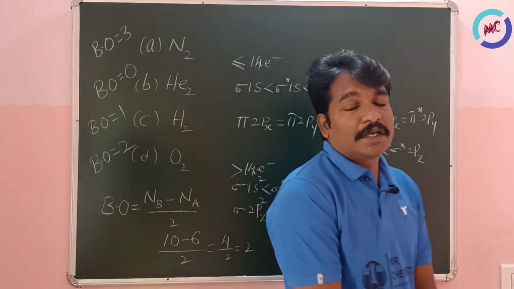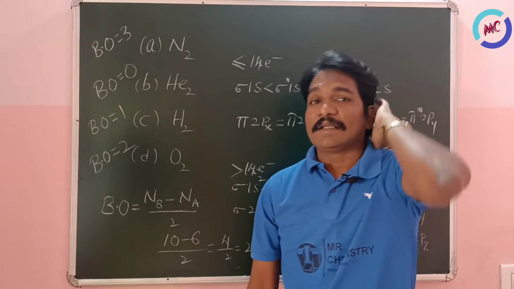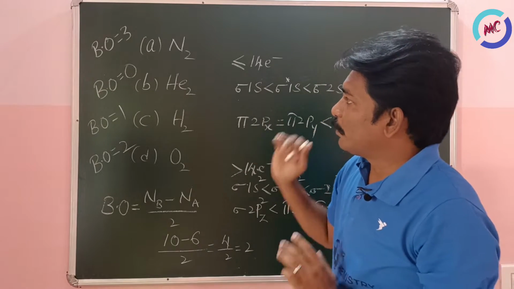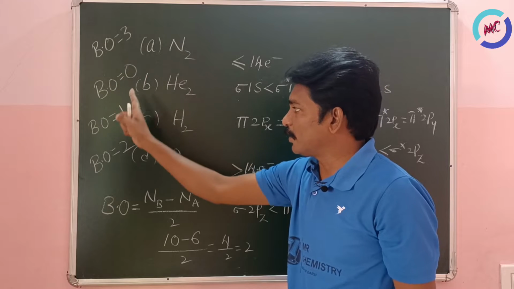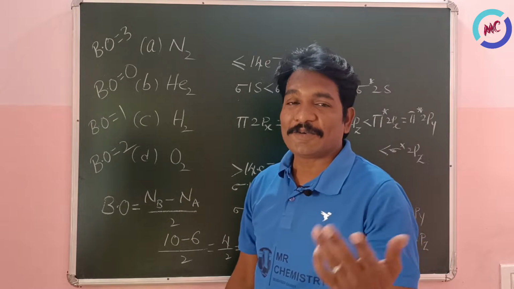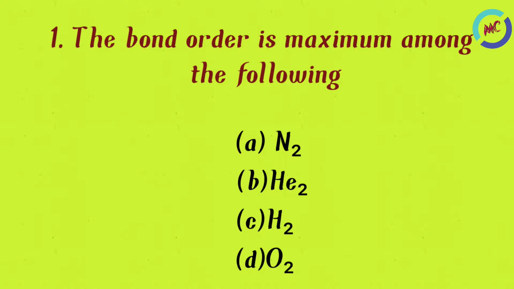Clear to everyone? Now what is the question here? They are asking maximum bond order. Which of the following has maximum bond order? 3, 0, 1, 2. Now you tell me which is the correct answer. The correct answer is nothing but option A, nitrogen.